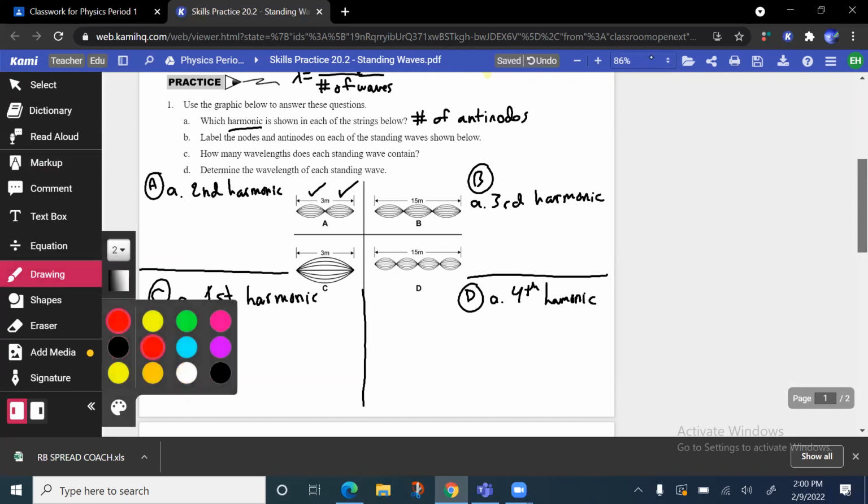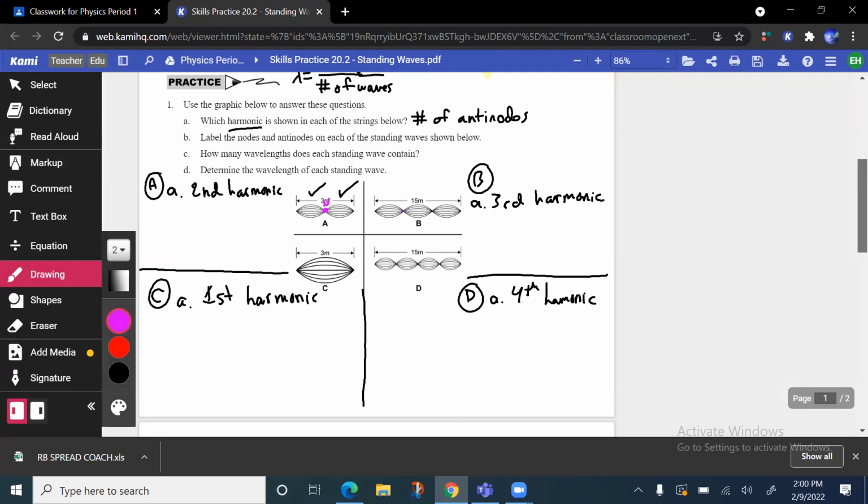Now, for each one, we want to label the nodes and antinodes on the standing wave. So let's do that. The nodes are right here where it's not moving. So we're going to label all the points that are in between the antinodes with the letter N to stand for node. You can notice that wave C does not have any nodes because all it has is one gigantic antinode. There's nothing in between. But waves A, B, and D all did.